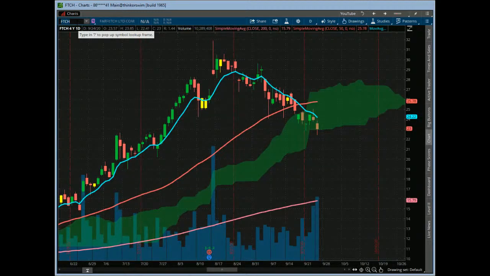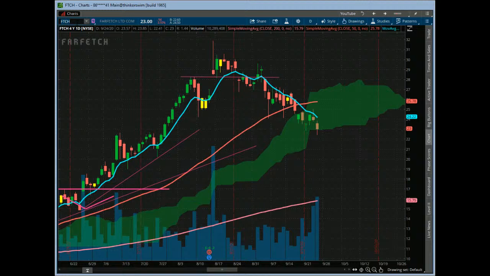And then FTCH, so Farfetch. Keep an eye on that one. It could be bearish right there. We're below the 80 MA, but it is holding on the daily cloud. So let's see how that goes into tomorrow.